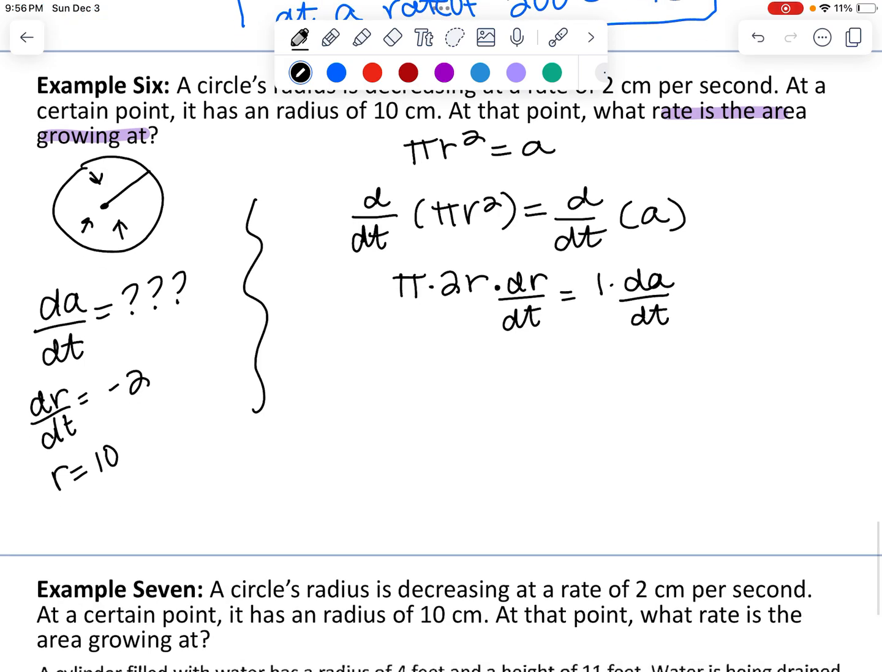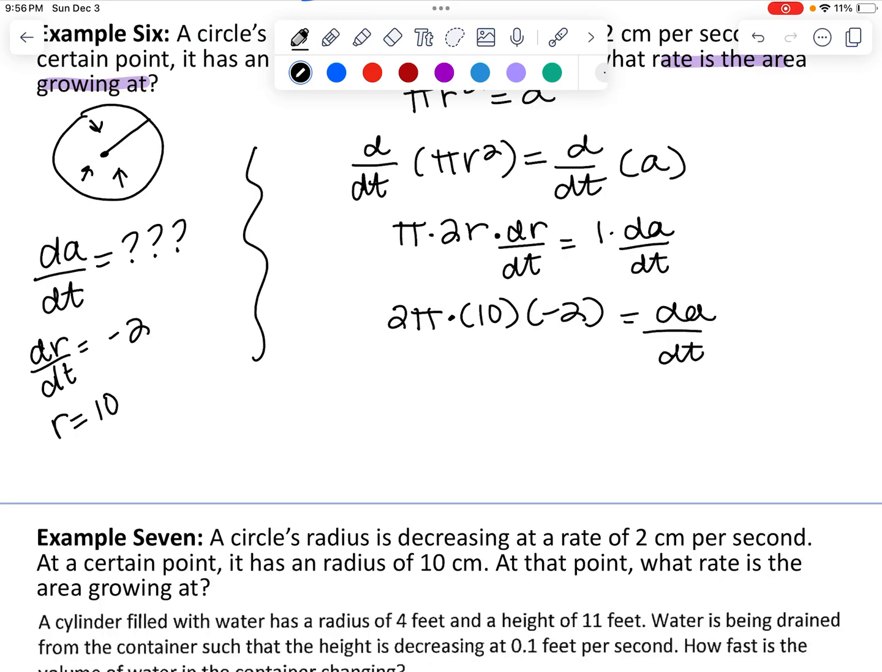And now I'll plug in what I know. I'm just going to rewrite it as 2 pi, and then r, we did the work over here, and that was 10, and then the change in the radius over the change in time was -2, and then we just have dA/dt over here. 2 times 10 times -2 is -20, and I'm just going to leave it as -20 pi because you normally don't simplify when you're using pi.